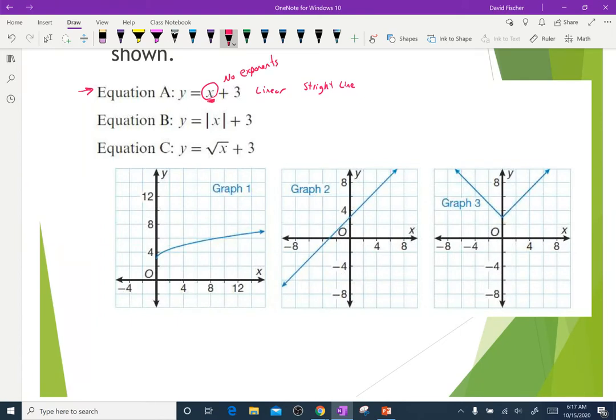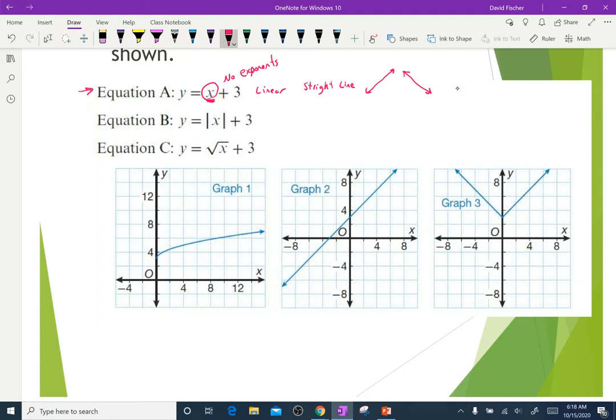If I just have an x in the y equals mx plus b form and no exponents, it's going to be a straight line. Now sometimes it's a positive slope, we call it, when the line is going up from left to right, and sometimes it's a negative slope, going down. You should have done a whole lot of those.